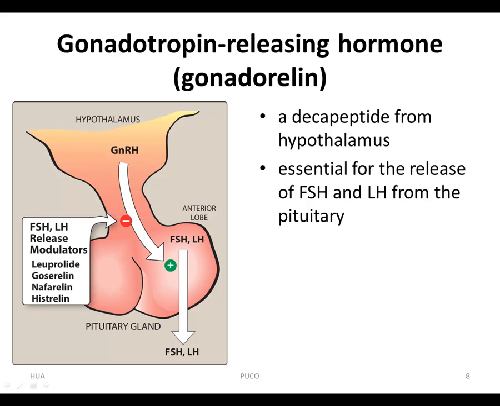Gonadotropin releasing hormone is a decapeptide obtained from the hypothalamus. Pulsatile secretion of gonadotropin releasing hormone is essential for release of follicle stimulating hormone, FSH, and luteinizing hormone, LH, from the pituitary, whereas continuous administration inhibits gonadotropin release.